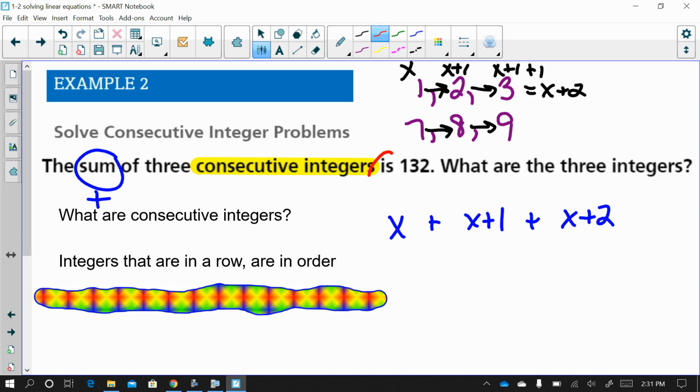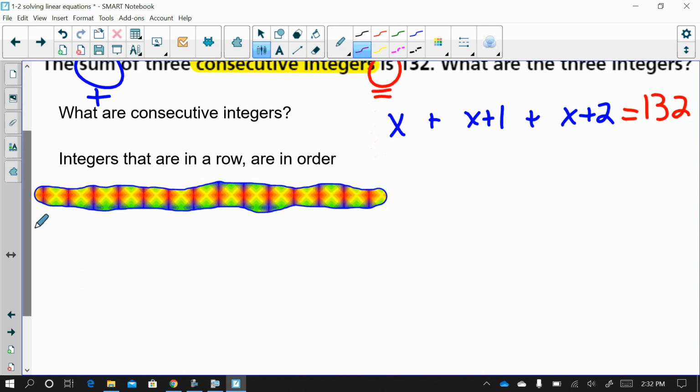And then you should see the word is. Is means equals. So I know it equals 132. Okay, so how would I solve this? Well, solving it algebraically, we want to start with combining like terms.